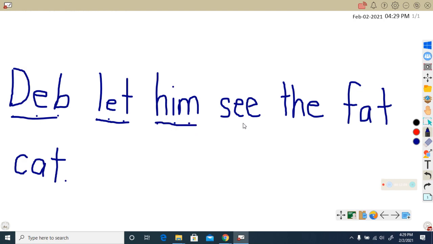Him. See the. Those are two sight words. So we have Deb let him see the fat cat.